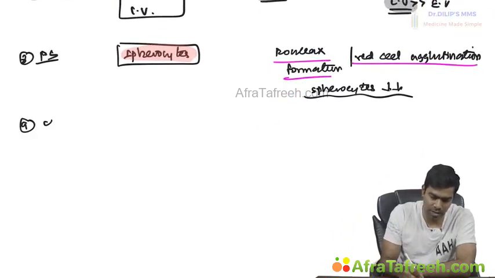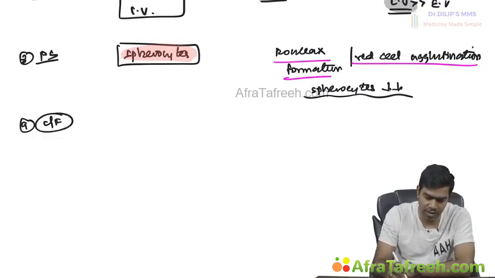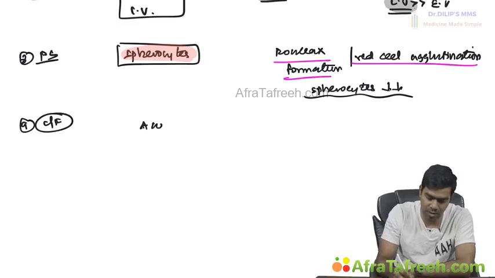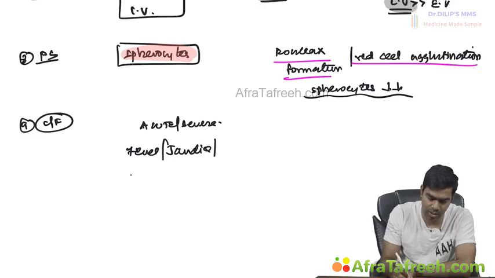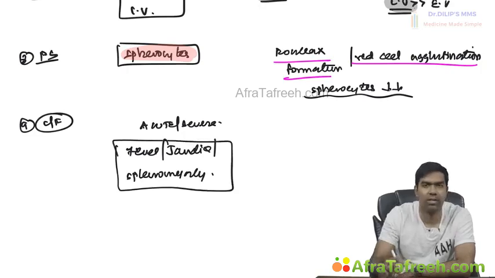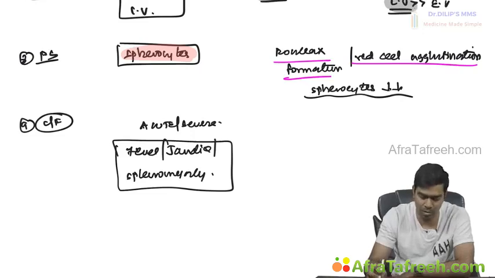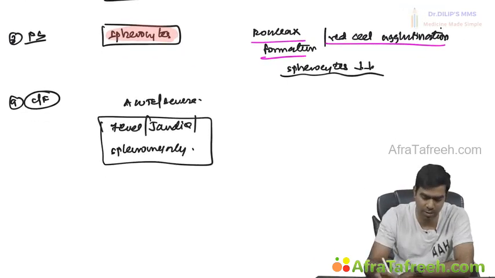Then if you see the clinical features, the warm type generally tends to be acute and severe. Usually they will have fever, jaundice and splenomegaly. You can easily confuse it with malaria and acute viral hepatitis and all. So they may have fever, jaundice and splenomegaly or hepatosplenomegaly. Both are possible. But this is the common presentation, acute and severe.